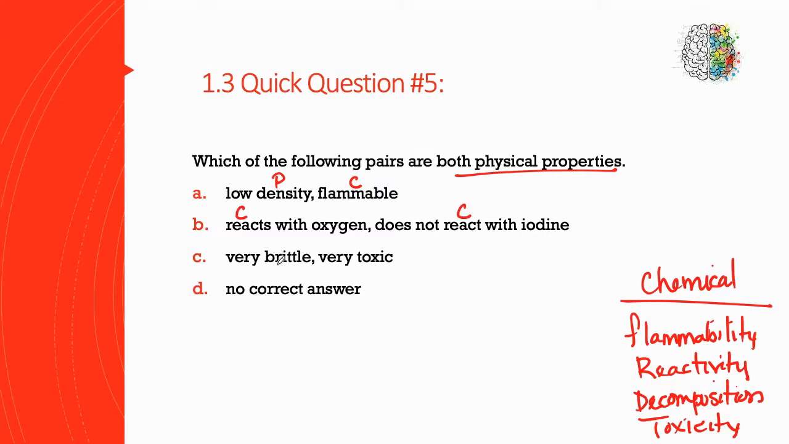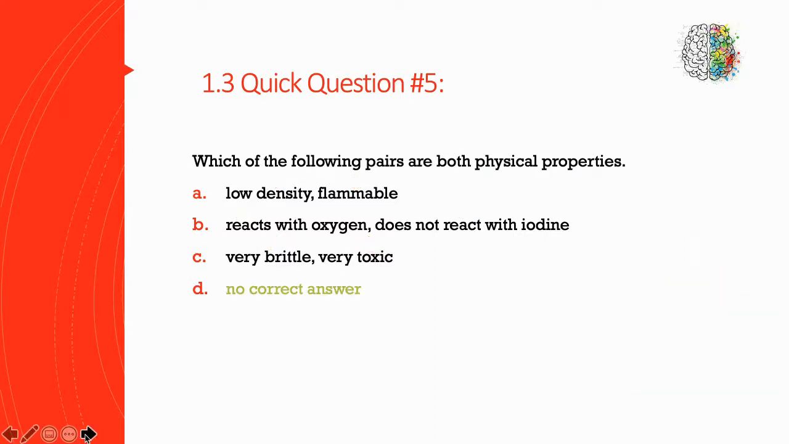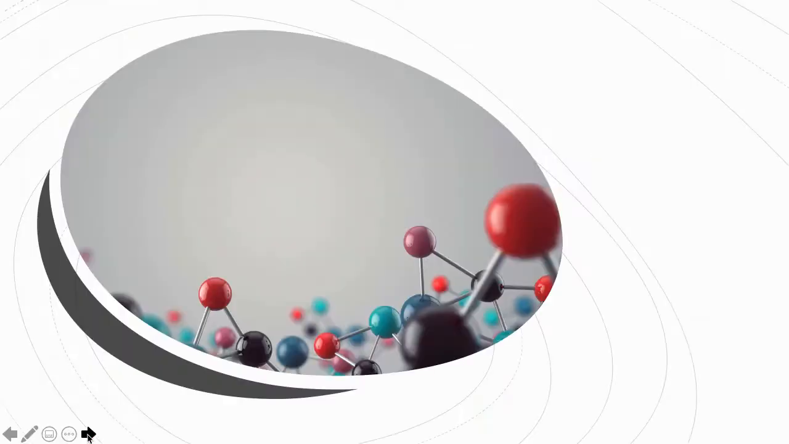All right, very brittle. Brittle means it'll crumble or break apart. This is kind of like part of describing its hardness. So this is definitely a physical property. And then toxic, that's a chemical property. So you can see we don't have anything here that has both physical properties. So our answer here is no correct answer.